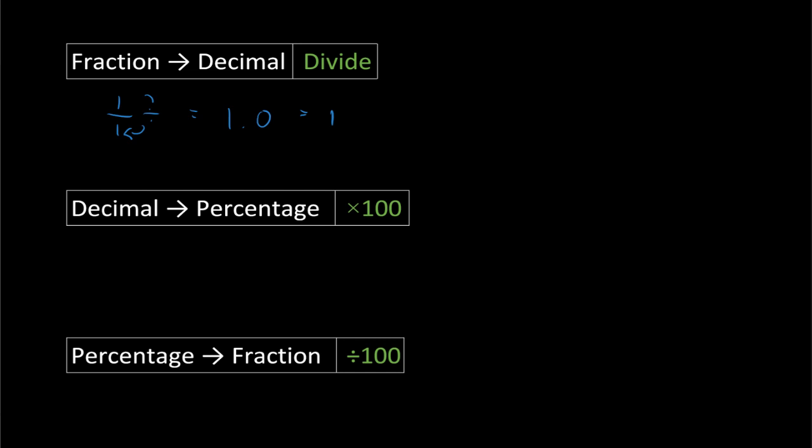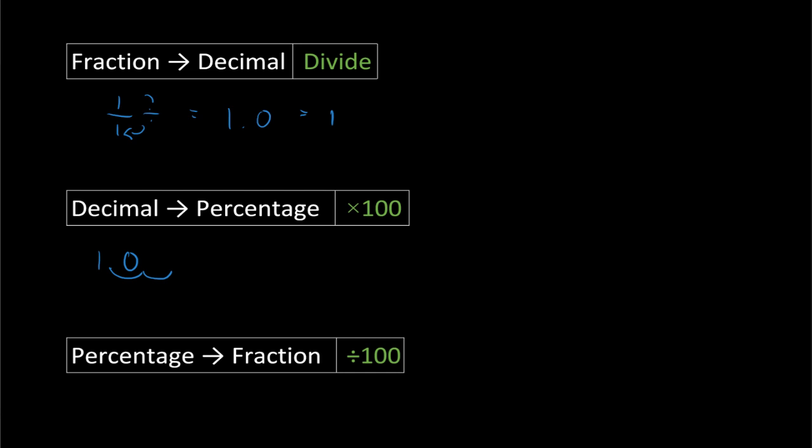But we're going to keep that decimal because the next thing we want to do is convert a decimal to a percentage. So I'm going to rewrite my 1.0. And the way we convert from a decimal to a percentage is to just multiply by 100 and then put our percentage sign on the end. Okay, and the way we multiply a decimal by 100 is really easy. All we have to do is move the decimal point to the right 2 times. So let's do that. 1, 2.